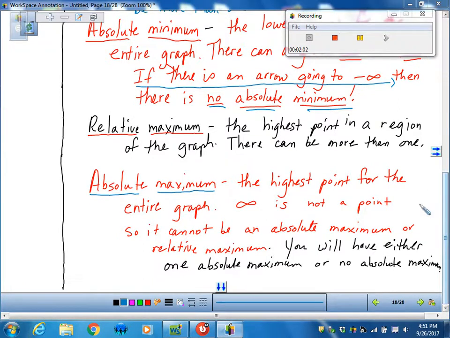Alright, so now we're going to take these definitions and we're going to do a couple of examples and then the notes will be done. So go ahead and pause, finish copying your notes, and then come back and we'll finish with a couple of examples.